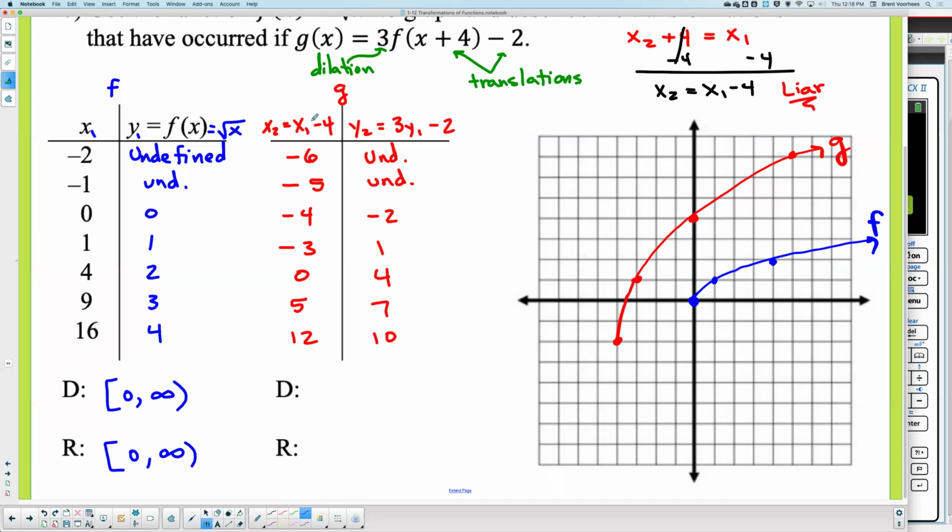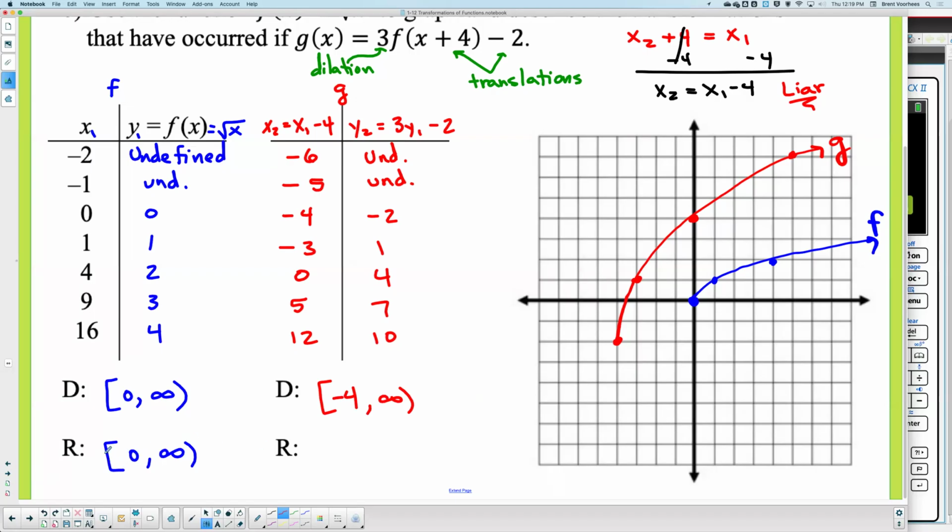Now I just apply the math. This says take my x values and subtract 4. Well, what is 0 minus 4? Negative 4. So my domain is negative 4 until, what's infinity minus 4? Still infinity. Your brackets and parentheses should not change.